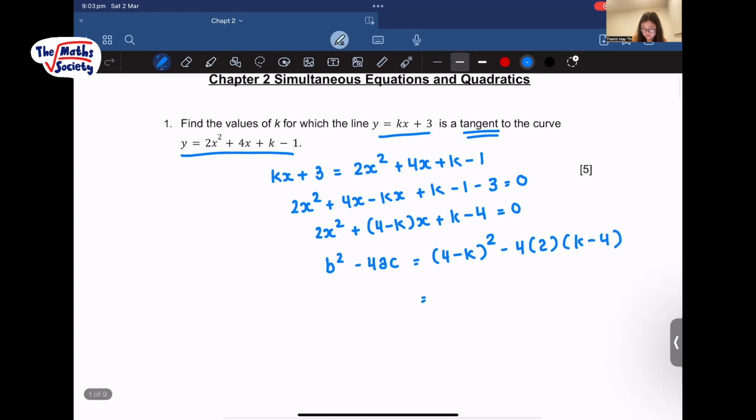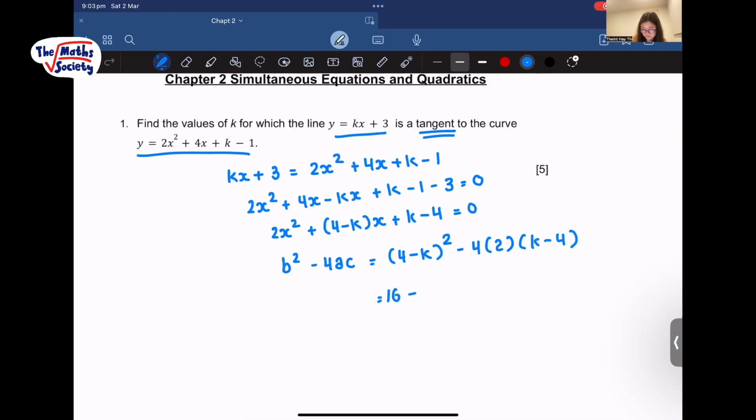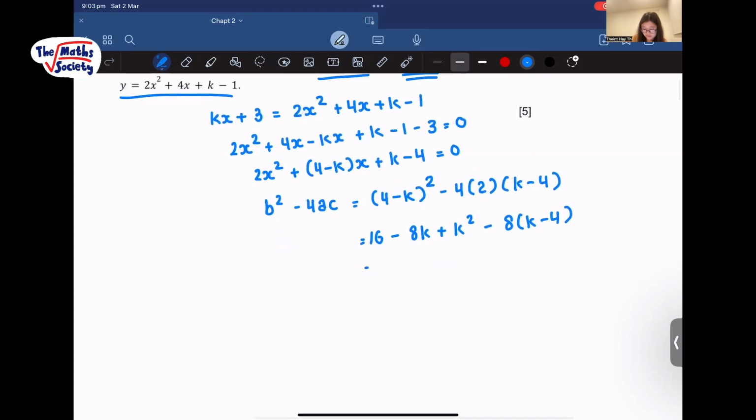So it will equal 16 minus 8k plus k squared minus 8 times k minus 4. And then you'll have 16 minus 8k plus k squared minus 8k plus 32, and that has to equal 0. So, and then we'll simplify as k squared minus 16k plus 48.